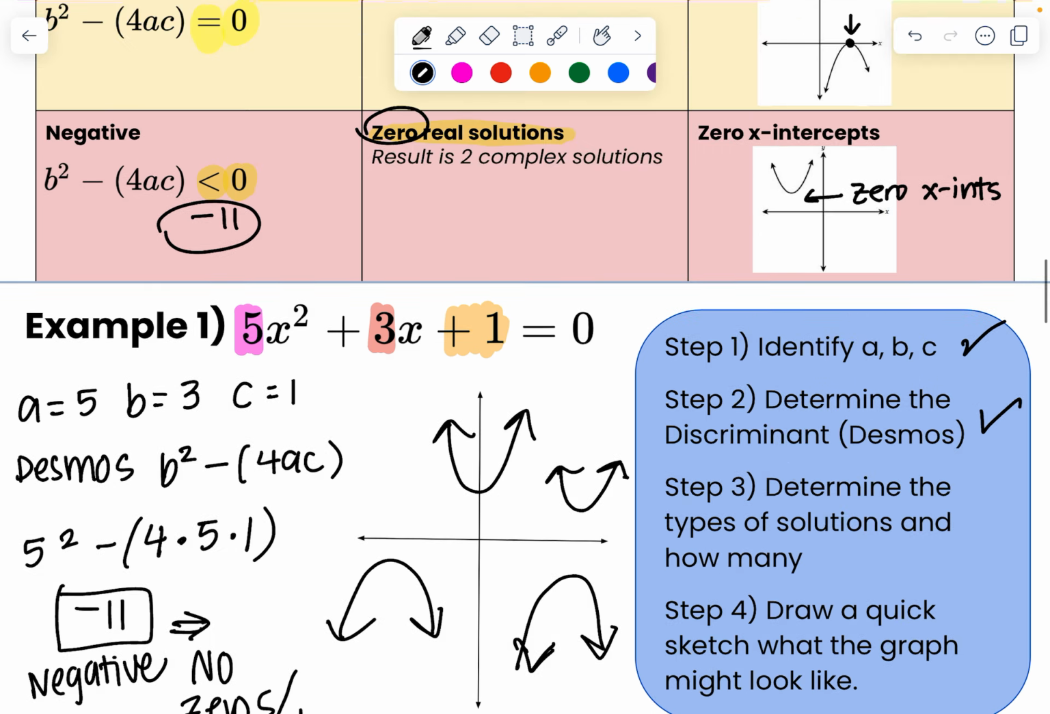Let's do another one. All right. 2x squared minus 6x plus 3 equals 0. Consider this your on-site training. A is 2. B is negative 6. C is 3. Right? Identify A, B, C. Done. Step 2, determine the discriminant using Desmos. All right, let's go ahead and split our screen. Once we have this, dudes, we're ready to go.